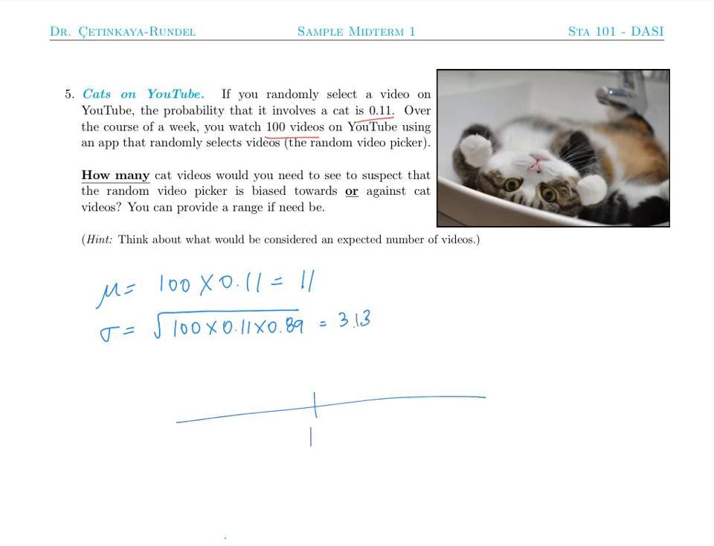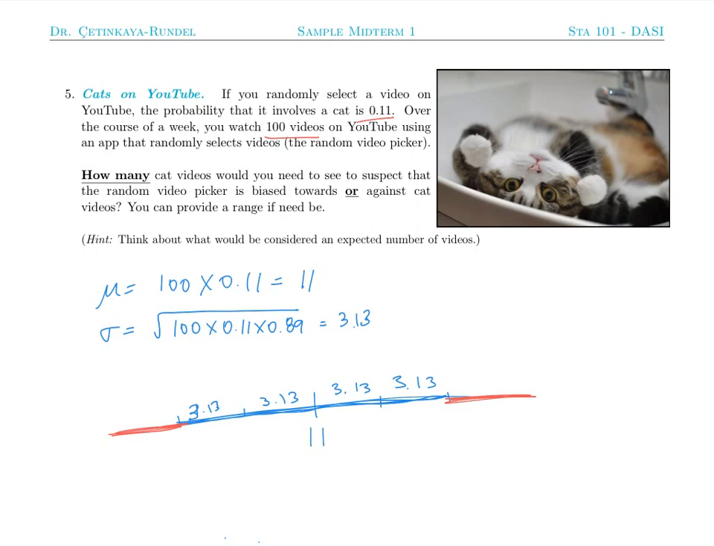So that means that 11 is in the middle. Whatever this range comes out to be, for any number of videos in here, I can just say this may have been due to just random chance. Any number of videos outside of that range, I'm going to say that's an unusually high or unusually low number of videos compared to what I was promised. Okay?